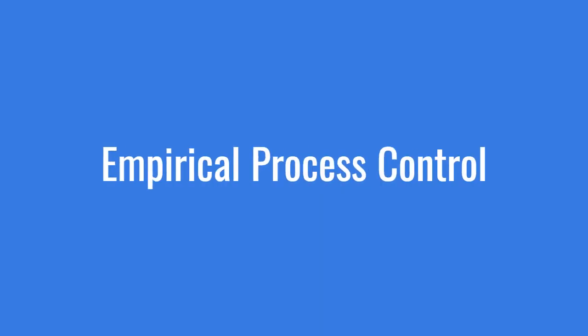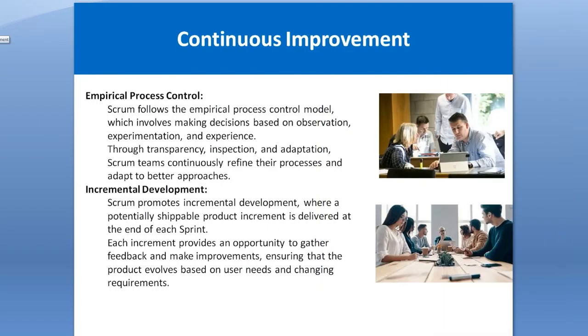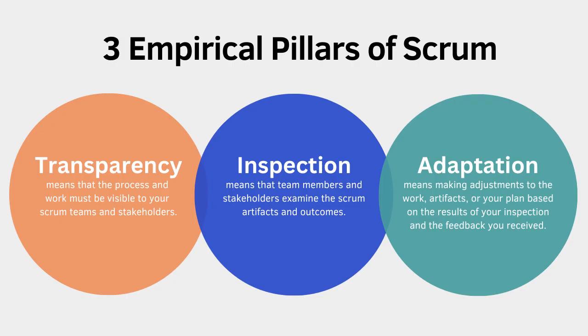Empirical process control. Friends, the whole Scrum framework is based on three pillars, which are called transparency, inspection, and adaptation. Transparency means that things should be clear. Whatever the status and progress is, it should be transparently communicated to all stakeholders. Inspection means check and balance. Check and balance means that during the sprint review you will inspect whether things are going as per the requirement, whether the product is being made as per the requirement or not, and whether features are working properly or not.